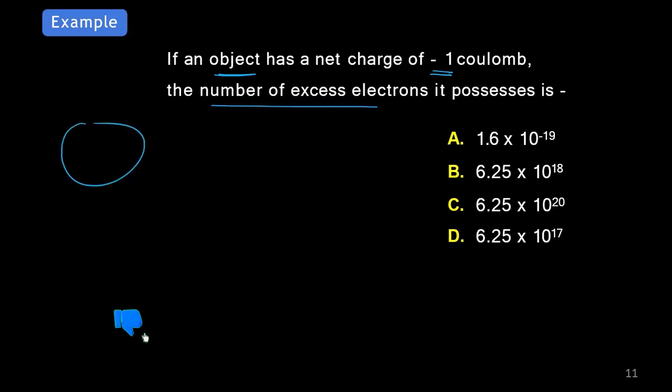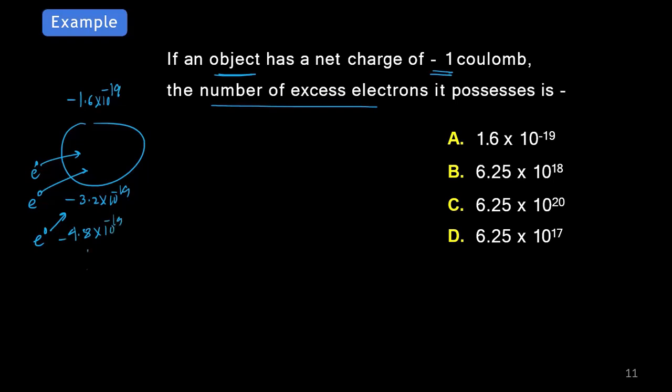Let us say there is an object. Once I add one electron, the charge is -1.6 × 10^-19. If I add another electron, the charge becomes -3.2 × 10^-19. If I add a third electron, the charge becomes -4.8 × 10^-19.